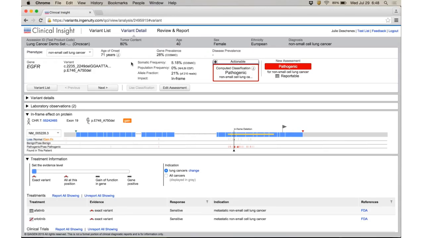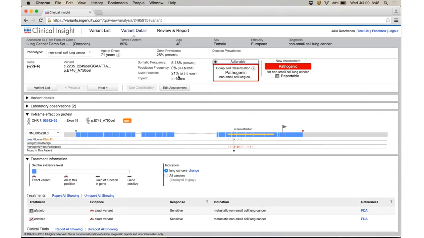We can see the onset of the disease, the gene prevalence, the level of EGFR, the gene itself. And then the white section here is providing you information about that specific variant. What is the somatic frequency of that variant within that phenotype? What is the population frequency? What is the LF fraction? And this is computed based on the sample that you will have uploaded in the system. You also see the impact of the variant on the protein. So this is an in-frame type of deletion.